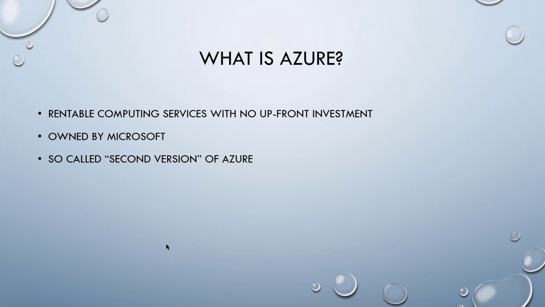It is owned by Microsoft. It is a direct competition to AWS, Amazon, and Google's GCP. It is also called the second version of Azure. I will explain this a bit later. There were some other versions of Azure, and then in 2016, 2017, it started to look like it does today.